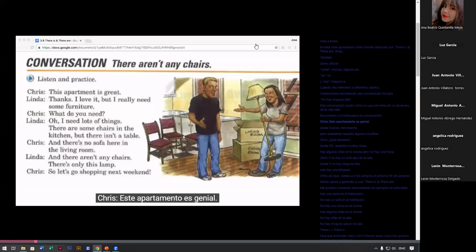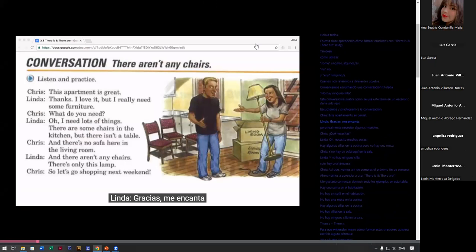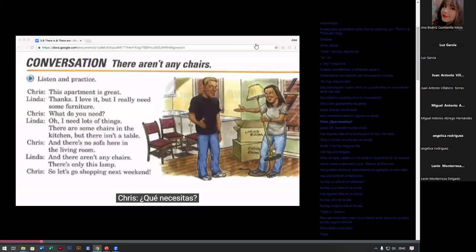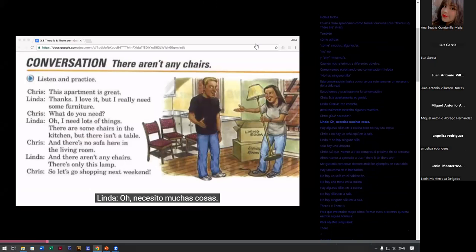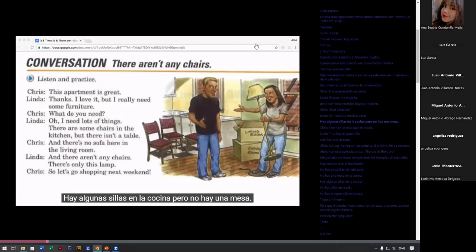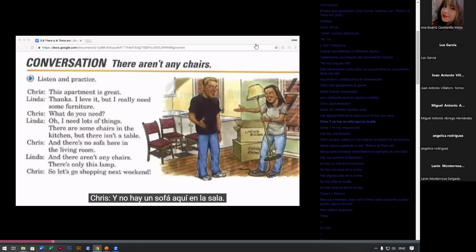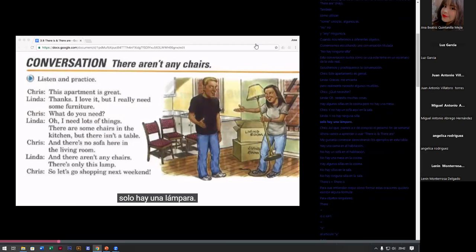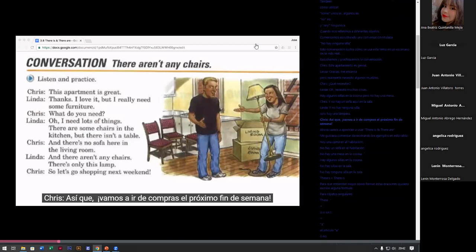This apartment is great. Thanks. I love it. But I really need some furniture. What do you need? Oh, I need lots of things. There are some chairs in the kitchen, but there isn't a table. And there's no sofa here in the living room. And there aren't any chairs. There's only this lamp. So let's go shopping next weekend.